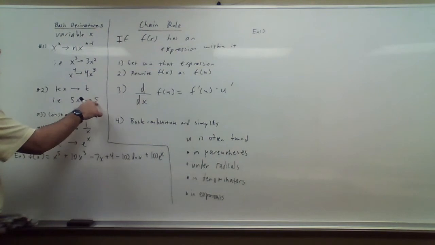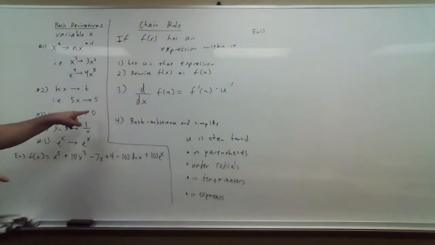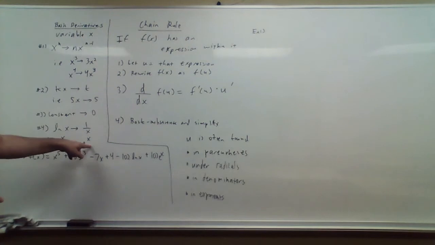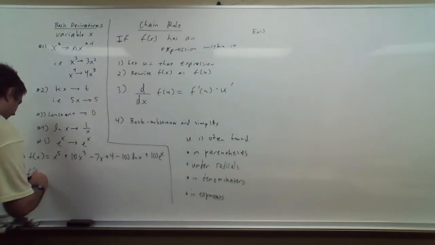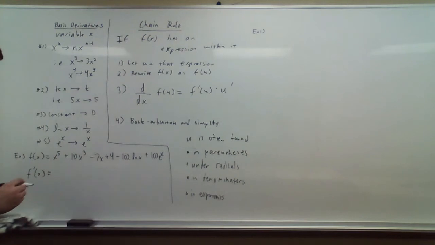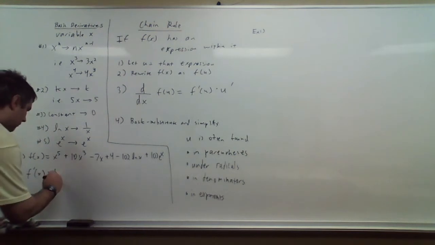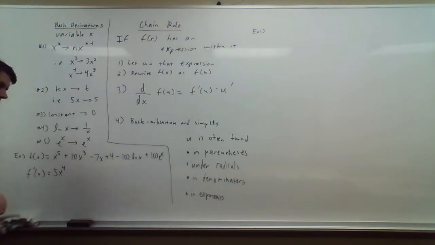A number times x would just be the number. So 5x would become 5. The derivative of a constant is 0. The derivative of natural log is 1 over x. e to the x is e to the x. So the derivative of this would be f prime of x equals.